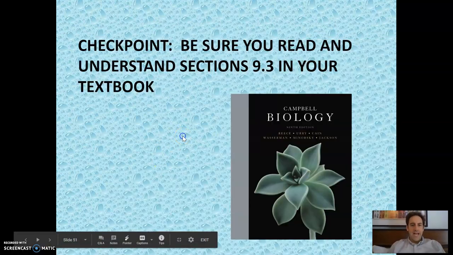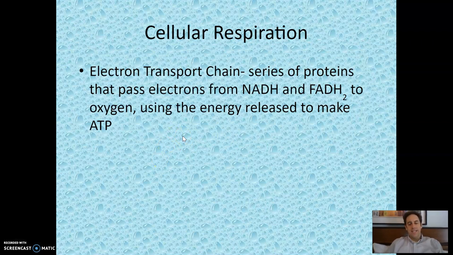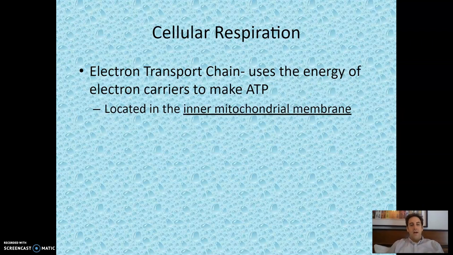Well, for that, we need to talk about the electron transport chain. This is a series of proteins that pass electrons from NADH and FADH2 to oxygen, and that uses the energy released to make ATP. So essentially, we're passing an electron from NADH and FADH2 to oxygen, and then harvesting the energy released to make ATP.